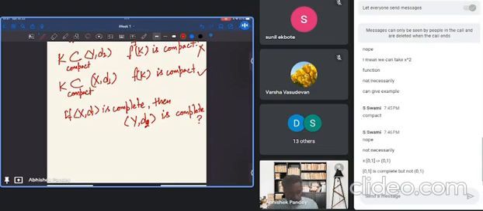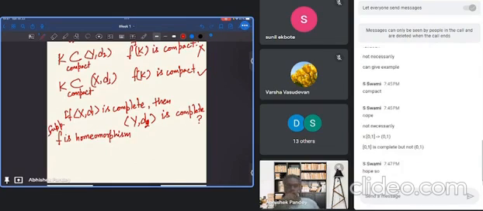Now suppose I change it, f is a homeomorphism. Then is it true? Any other answer? Suppose f is a homeomorphism and X is complete, then Y is complete. Is it true?